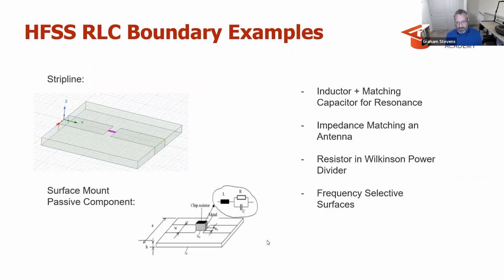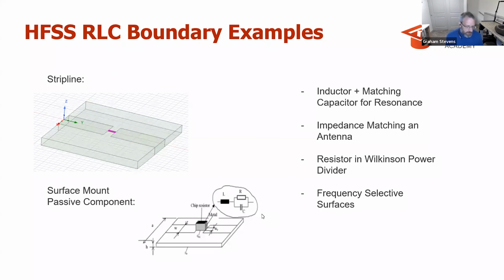This is essentially sort of an approximation, and it's useful in a number of situations. So if I have a strip line and I've got a component that you can sort of see, maybe a chip resistor or an inductor in line with the strip line and a surface mounted component, we can essentially approximate this. Instead of modeling all the geometry here for the surface mount component, you can use just a sheet and this RLC boundary to model this situation.